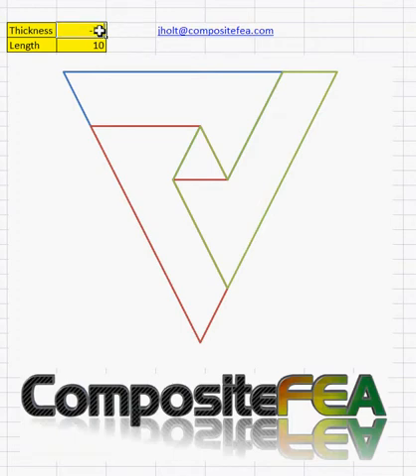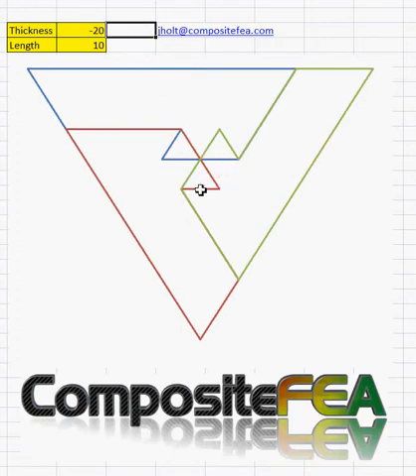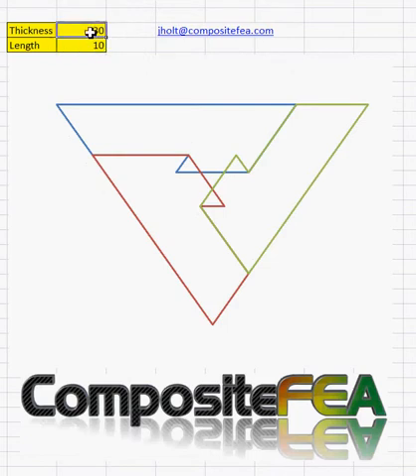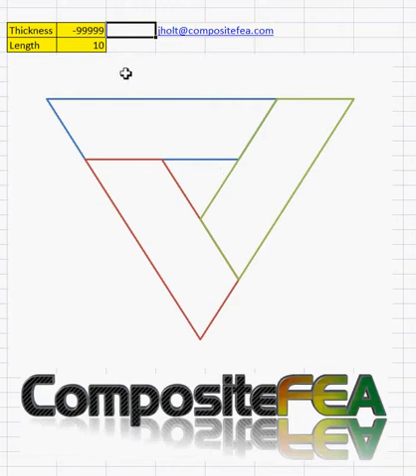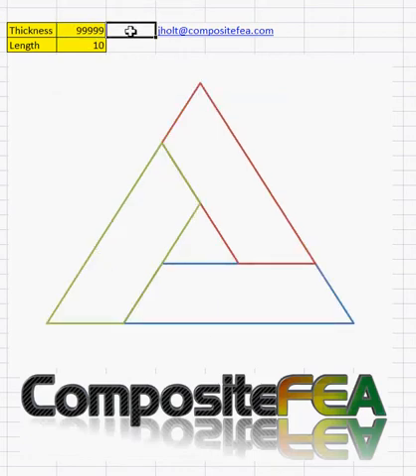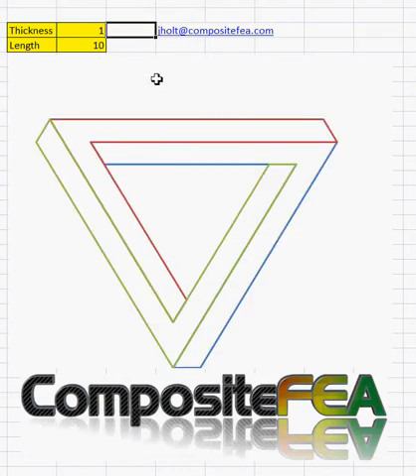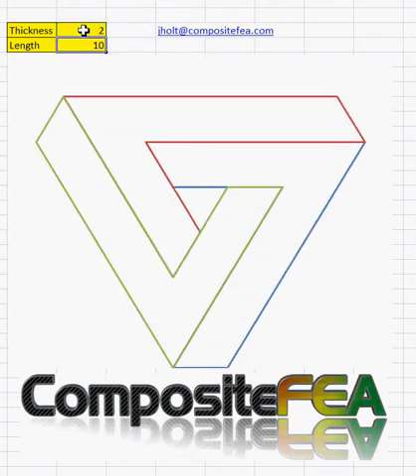-20. You get this 3 triangle effect. -30, and so on. If you go -100, it's obviously going back to triangles, isn't it? -99999. So you get a triangle a bit like the other one, but the other one was inverted. So if we go +99999, it flips. Yeah, anyway, so there you go, just playing with impossible triangles.